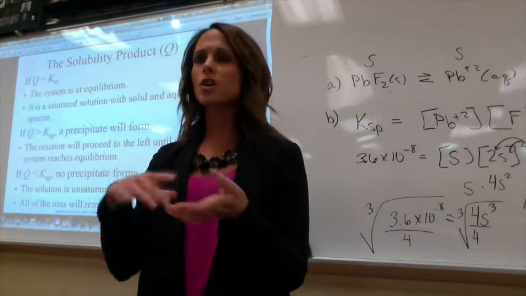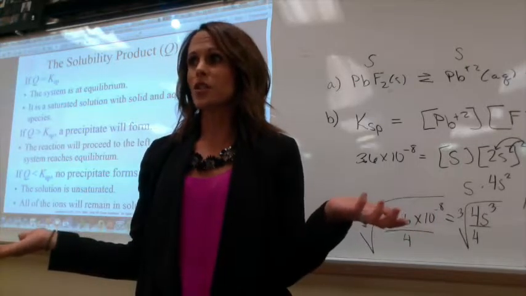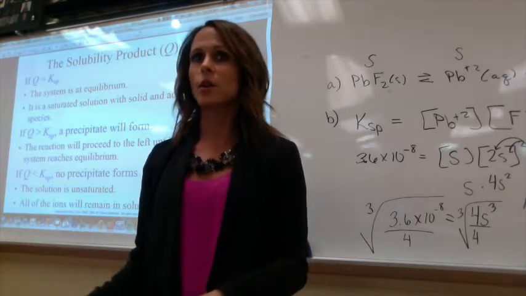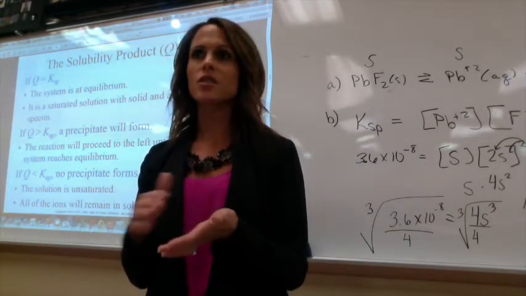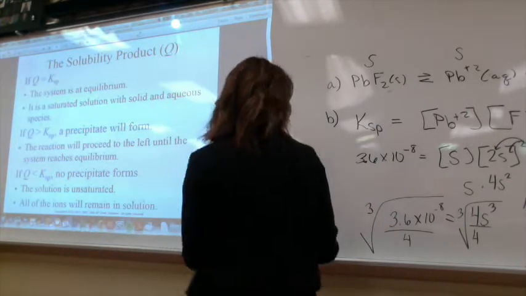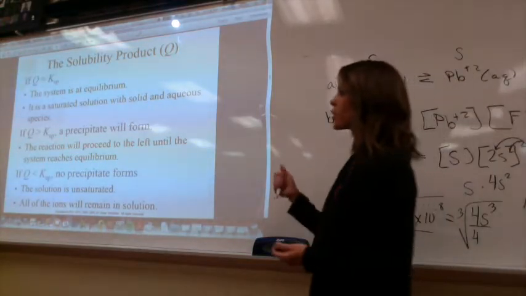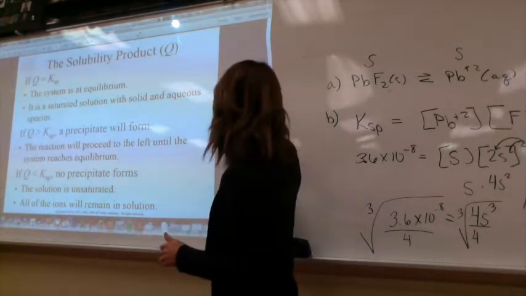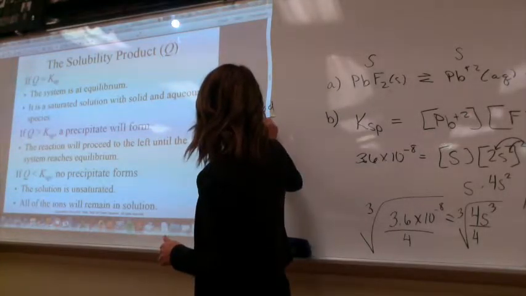So if I dump in salt into water, and I dissolve it, can it dissolve more? That's your question. Is it possible that this could dissolve more? How do you know? You measure the concentration of the ions that are there, you calculate a Q value, and then you compare your Q to your K, right? And you're still going to evaluate whether or not Q is greater than or less than K. And all you need to do is just evaluate products over reactants every single time.